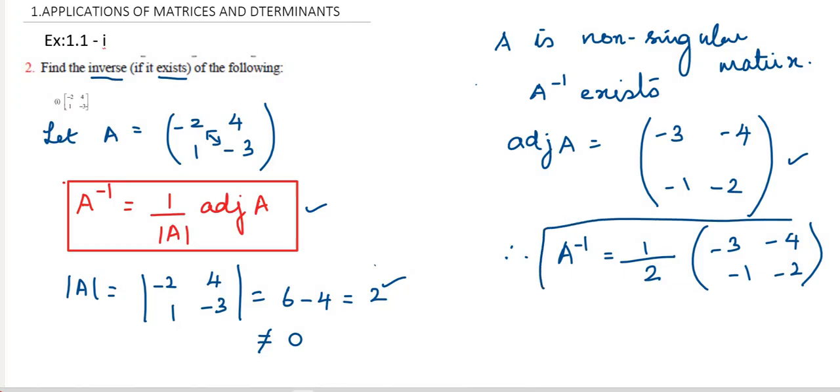So for A inverse, find whether the matrix is singular or non-singular. If it is a non-singular matrix, then A inverse exists.